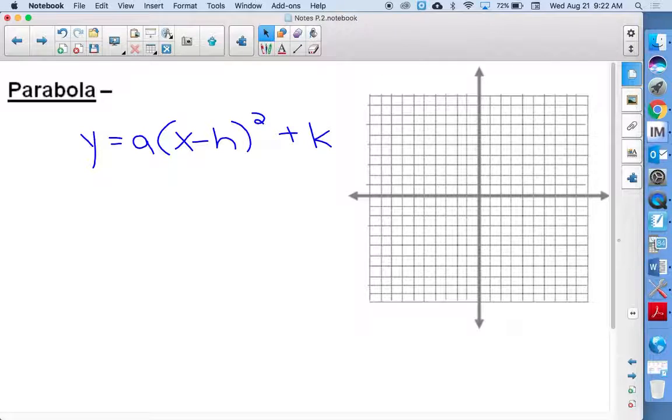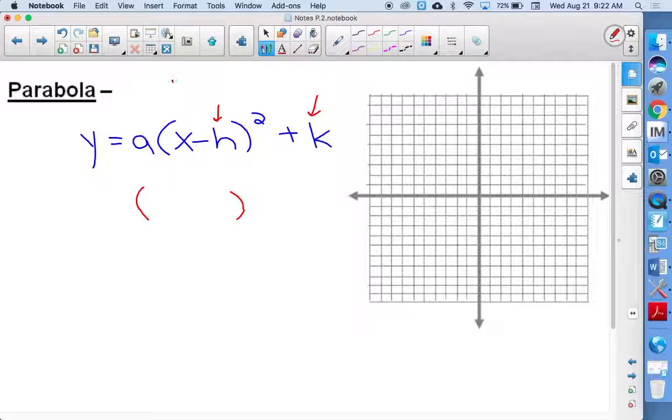They move the graph up and down. Yeah, so it moves the graph up and down. This one moves it actually left or right. And the k is the one that moves it up and down. It also gets us the location of the vertex. Remember, you got that U, the bottom part of the U is called the vertex. And that vertex is h and k.